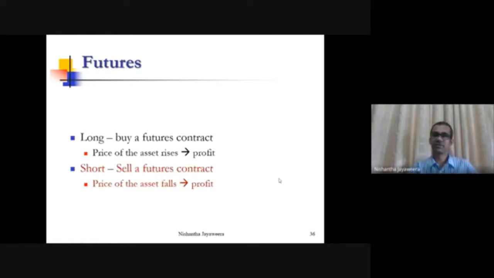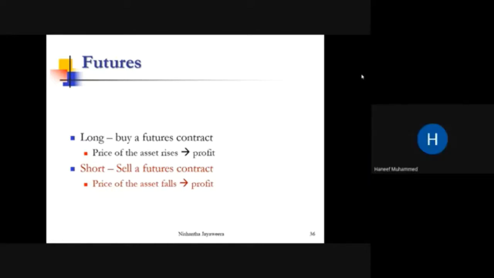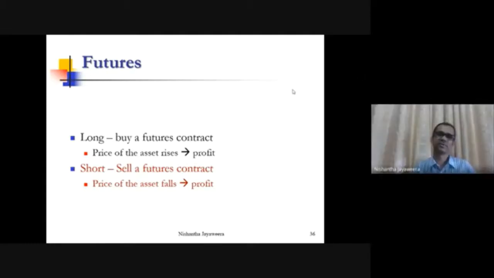Remember, whenever you enter into a long position or a short position on a futures contract, you have the obligation. Yeah, we have to complete the contract on that day. Yes, you have to deliver or receive, take it or give it.